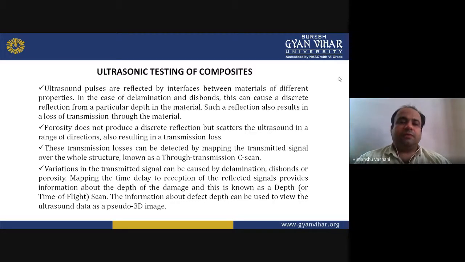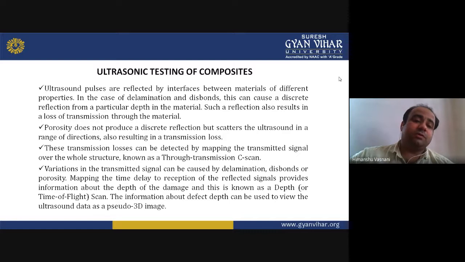Now, ultrasonic testing of composites. Ultrasound pulses are affected by interfaces between part properties. In the case of delamination, this can cause a discrete reflection from a particular depth in the material, and such a reflection can result in loss of transmission through the material. Porosity does not produce a discrete reflection but scatters the ultrasound in a range of directions, also resulting in a transmission loss.